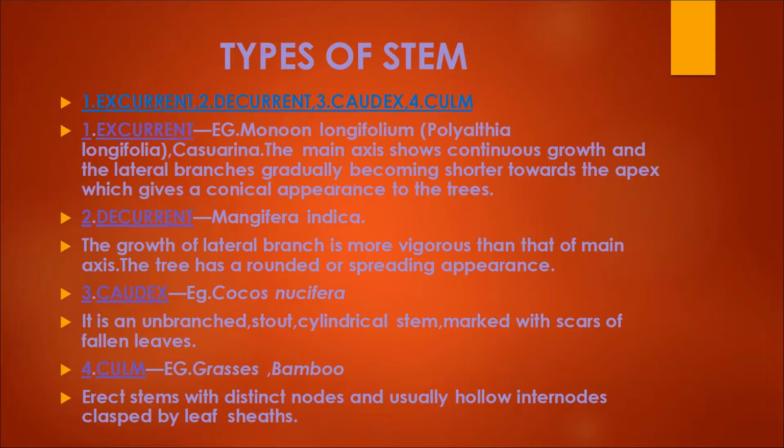There are no branches for the caudex type of stem. Culm is found in grasses or bamboo. It is an erect stem with distinct nodes and usually hollow internodes clasped by the leaf sheath. They will be covered by the clasped leaf sheath. They have hollow internodes.